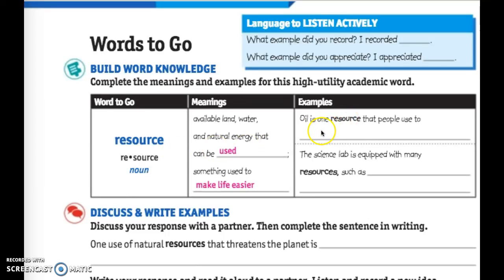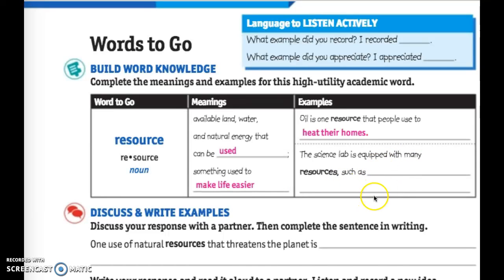Now let's look at the examples. It says oil is one resource that people use to heat their homes. So that is one example of oil being a resource. People use it to heat their homes. It's a natural energy. For this second example, it says the science lab is equipped with many resources such as blank.